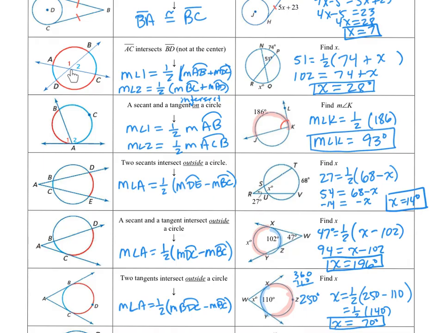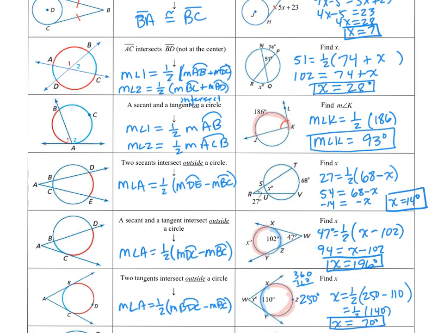Okay, now for the rest of these, what you want to do is look at the vertex. If the vertex is in the interior, you're going to be taking the half of the sum of two measures. Okay, if you have an angle whose vertex is on the circle, so that could either be formed by a tangent and a secant like we have here, or an inscribed angle that we saw in the last lesson whose vertex was on the circle, then the angle would be formed by taking half of an intercepted arc.